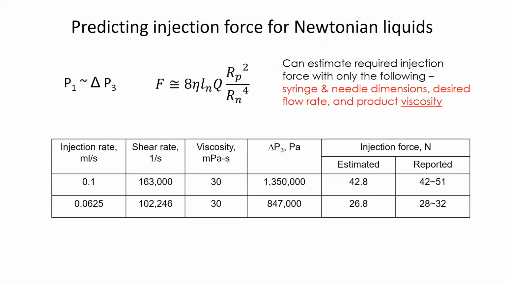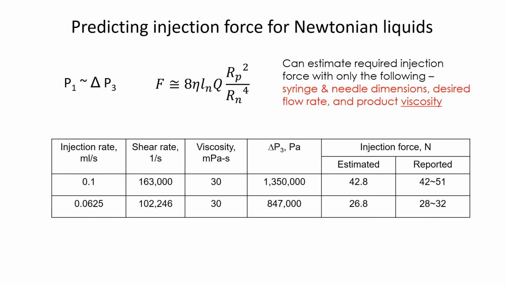So with this estimate, then we can get a simple equation for the force required on the piston that depends only on dimensions of the syringe, so the radius of the piston, the radius of the needle, the length of the needle, and then also the mass flow rate that you desire to inject, and then of course it's proportional to the viscosity. So you can estimate the injection force using things that you know plus the product viscosity.